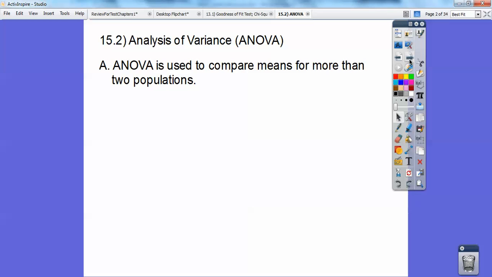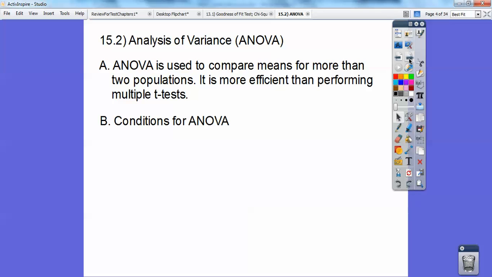ANOVA is used to compare means for more than two populations. If you're comparing proportions, that would be the chi-square, but when you're comparing means, it's ANOVA. It's more efficient than performing multiple t-tests.